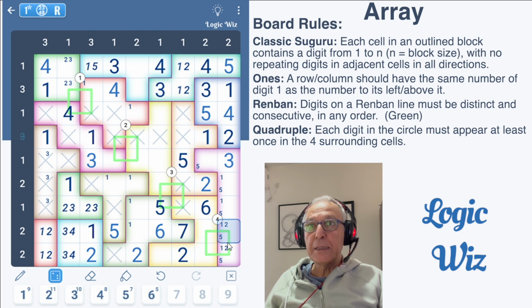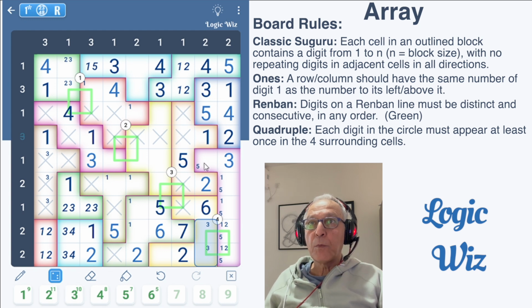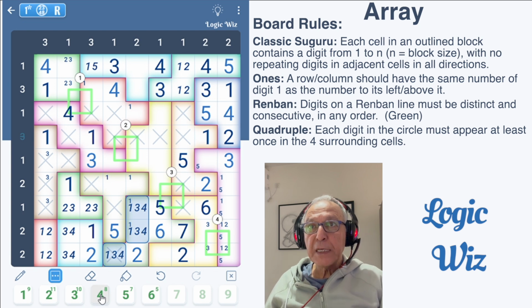However, 3 and 4 must be on the line. 3 must be in one of these 3 cells. One we already marked over here. What do we miss here? We miss 1, 3, and 4. Let's pencil them in.